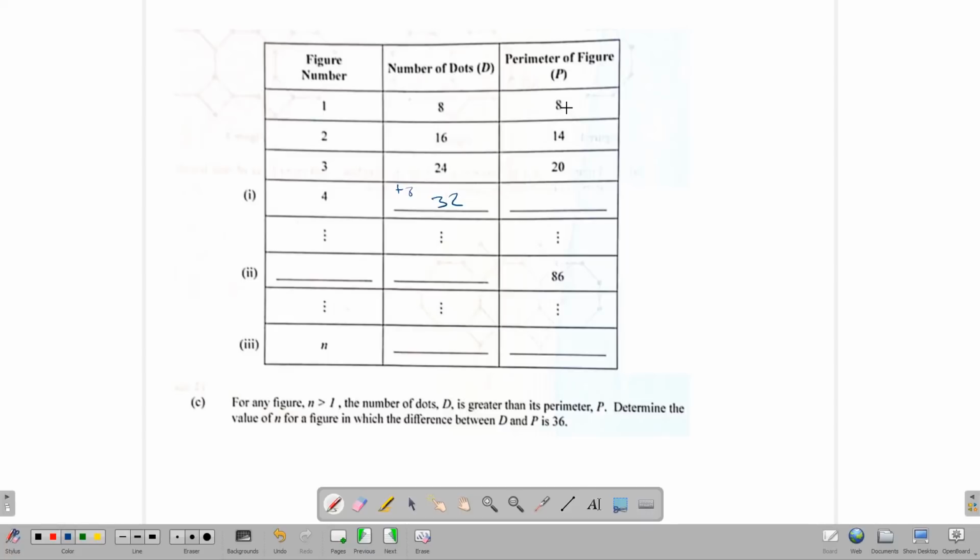And then 8, then 14, then 20. Notice that this one is being a plus 6 each time. So this one here would be 26, which makes sense.